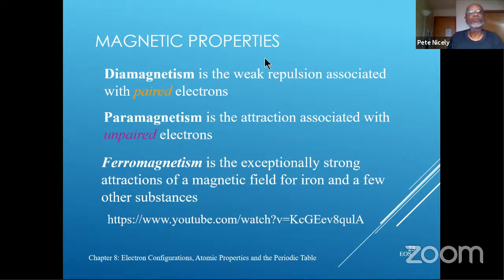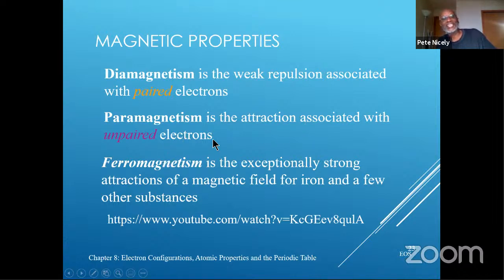The first one is diamagnetism. And as stated here, that's a weak repulsion associated with paired electrons. Then we have paramagnetism, which is the attraction associated with unpaired electrons. And then we have ferromagnetism, which is the exceptionally strong attraction of a magnetic field for iron and a few other substances. So what this is referring to is the effect of a magnetic field on these elements based on the electronic structure. Now, the one that we'll be focused on in this discussion would be paramagnetism, all right?